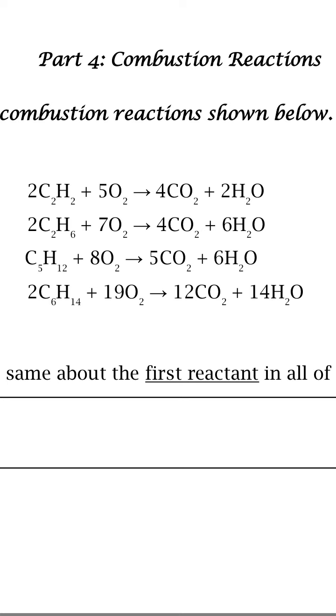All right, I guess I'm going to move on. Looks like everybody's pretty much all set. So the last part, like I said, is really fast. The last type of reaction we're going to look at is combustion. That just means to burn something. So it says, look at the combustion reactions shown below. What's the same about the first reactant in all these equations?